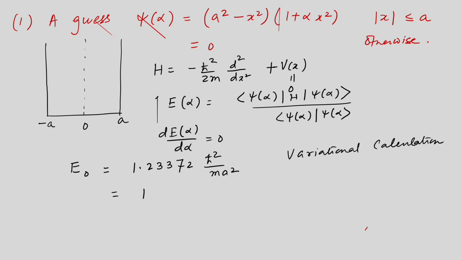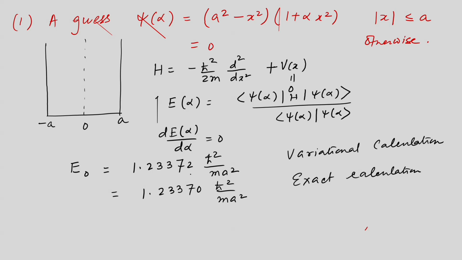And the exact calculation is very close, it is 1.23370 h cross square by m a square. So, this is the exact. So, you see that the wave function, as arbitrary as this, which simply satisfies the boundary conditions that it is equal to 0 at x equal to plus a and x equal to minus a, and then we have gone ahead and calculated the variational energy. The variational energy only differs from the exact energy in the 5th decimal place. So, it is that good because the wave function had followed the correct boundary conditions.